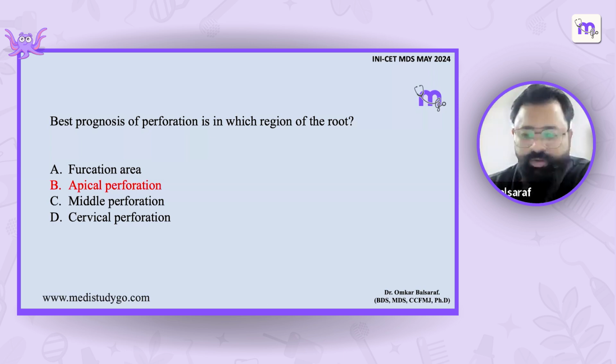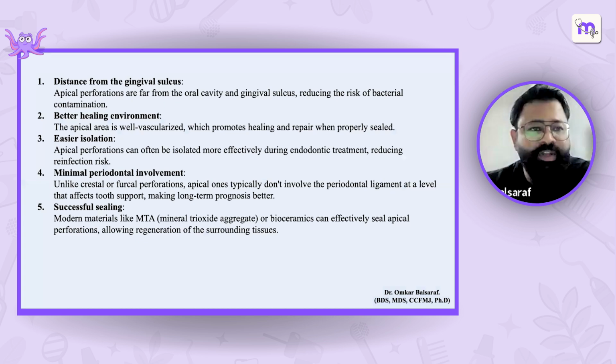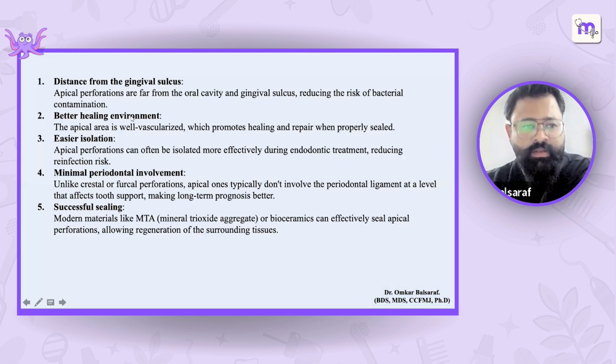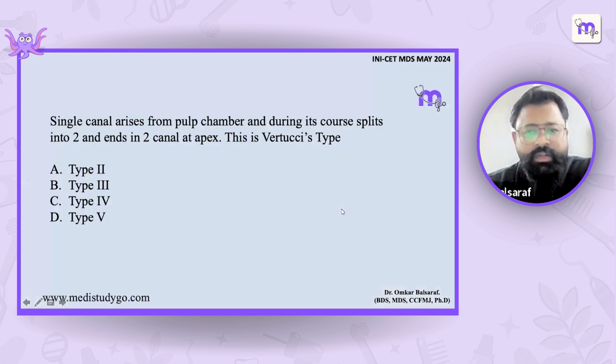So it is apical perforation. Why apical perforation? Because easier isolation can be done. The distance from the gingival sulcus is more. There is a better healing environment, minimal periodontal involvement, and successful sealing can be done. You can have a good hermetic seal of that area with bioceramic sealers, MTA, or Biodentine.